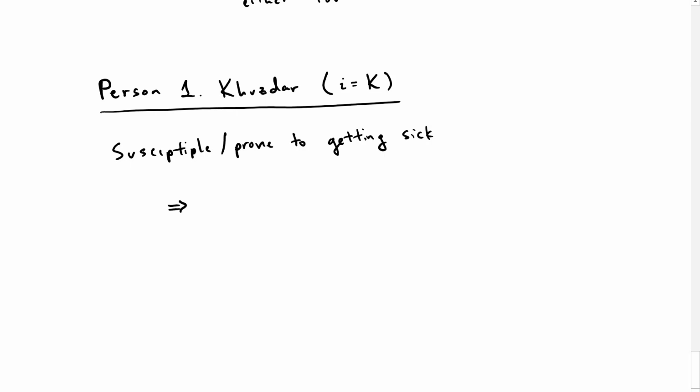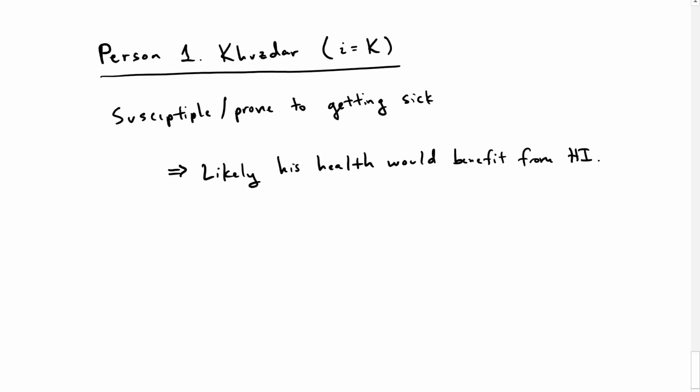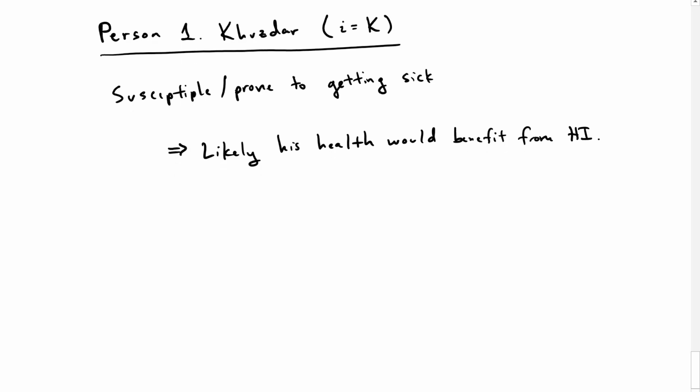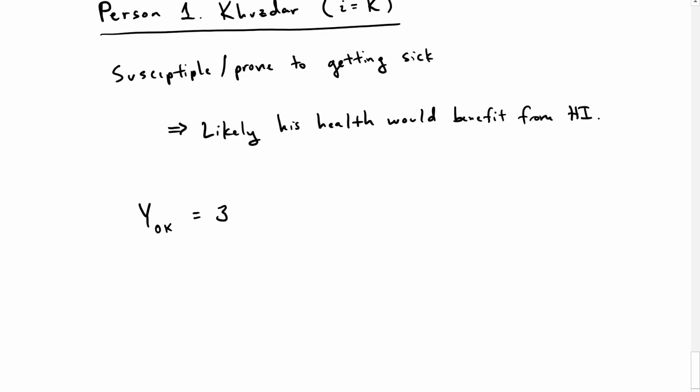So if he's prone to getting sick, it's likely his health would benefit from health insurance. And so, again, we only observe one of these at a time, but hypothetically, let's say that Kuzdar, with 0 for no health insurance, k for Kuzdar, if he did not have health insurance, let's say that his health outcome would be 3. Call it on a scale of 1 to 5 or whatever. But it's just a number, 3. Now, if he does have health insurance, it'll improve his health outcome for k, Kuzdar, to 4.